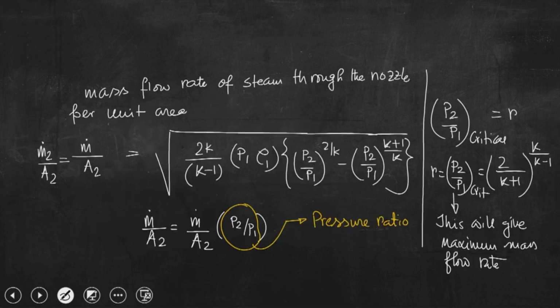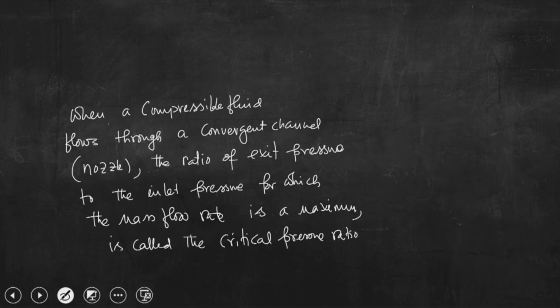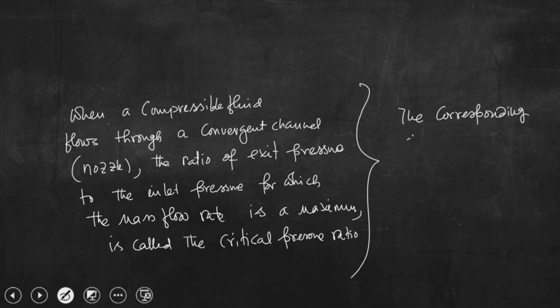Right. So, this is the critical pressure ratio for which the mass flow rate of steam through the convergent channel or nozzle is a maximum. And from this we can also write that the corresponding exit pressure is called the critical pressure.